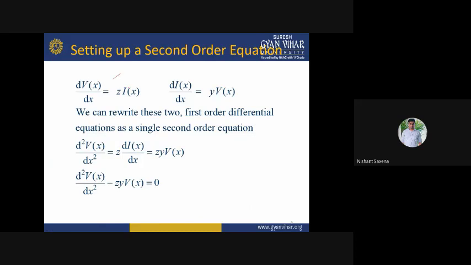To set up the second order equation, we differentiate these first order equations for both the current and voltage. We can write the second order equation as d2V(x) by dx square equal to z into dI(x) by dx, which, when we substitute dI(x) by dx in this equation, gives us zy into V(x). Similarly, we can write d2V(x) by dx square minus zy into V(x) equal to 0, taking it to the left side.